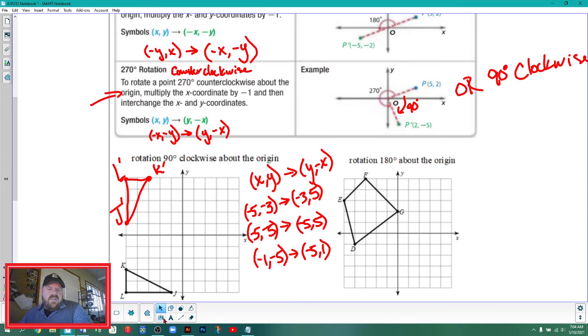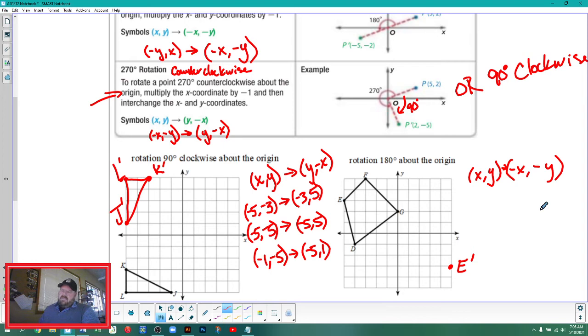We've got a 180 degree rotation about the origin. So we've got 4 points this time, but my 180 degree rule is x, y goes to negative x, negative y. So maybe we can do this a little more informally. Let's start with E. E is at negative 5, positive 3. So I flip both signs. Negative 5, positive 3 goes to 5, negative 3. That one's going to go right there.